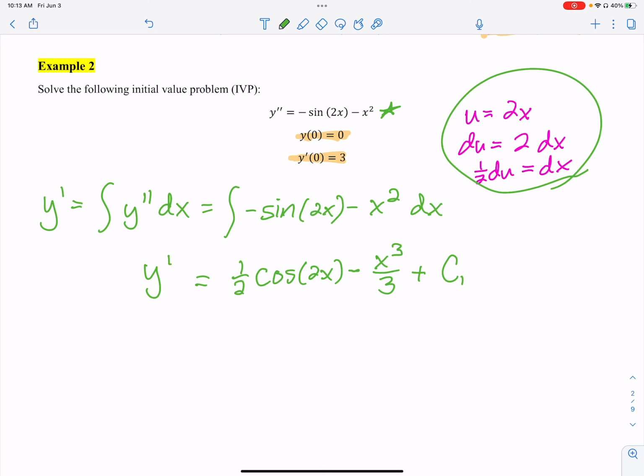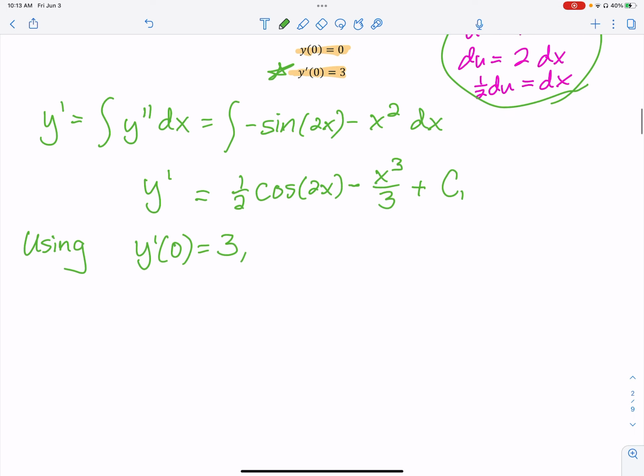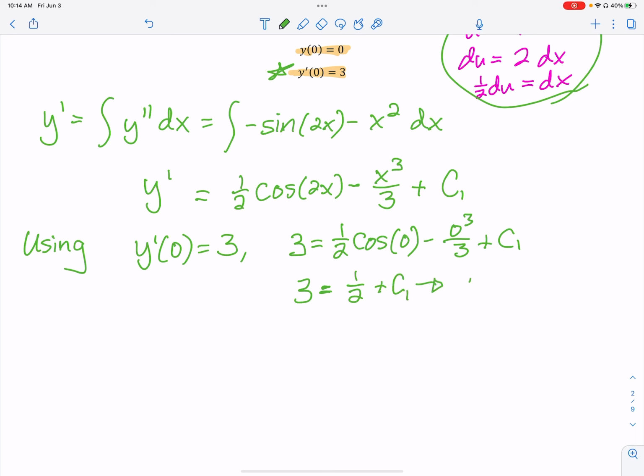Okay, so now this is where our initial condition comes in. This says, for my derivative, if x is 0, y prime is 3. So we just plug this in. I got 3 equals 1/2 cosine of 0, minus 0 to the third power over 3, plus c1. Cosine of 0, hopefully you know your trig values, is 1, so I got 1/2. Then I got minus 0, it's gone, plus c1. Now solving for c1, we get 5 over 2.